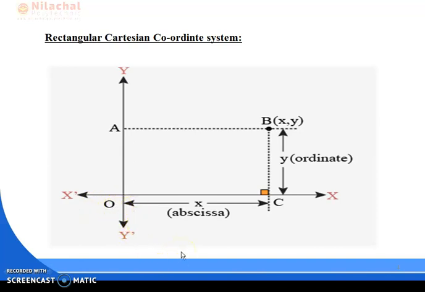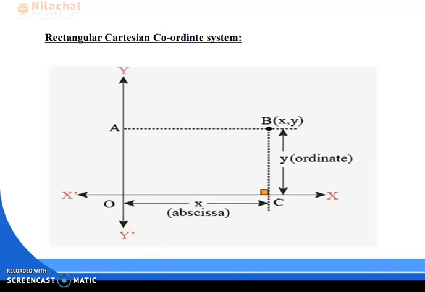The horizontal line X'OX is called the x-axis and Y'OY is called the y-axis, the vertical line. So the distances measured along OX and OY are always taken as positive, and along OX' and OY' are always taken as negative.